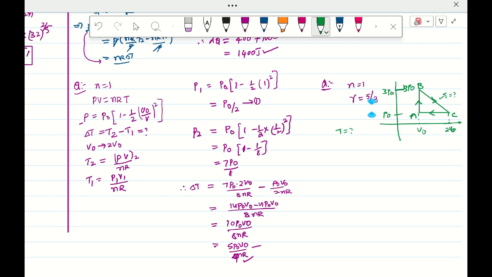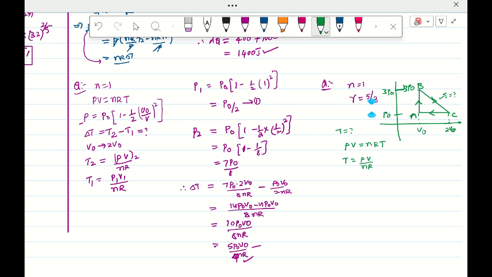To find the temperature, we use the ideal gas equation again. This is an ideal monoatomic gas, therefore PV is equal to nRT. Then T is equal to PV by nR. So along this line, I have to find the relation between P and V.